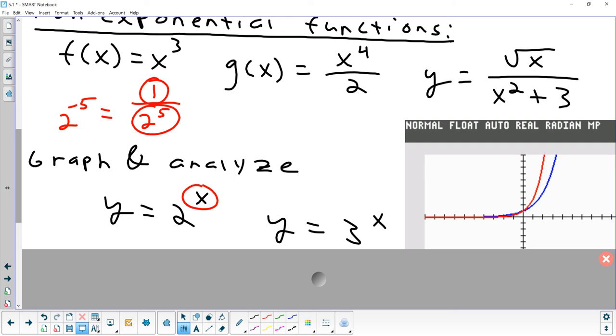If you don't shift them. They will always have a horizontal asymptote. Let's leave it at that. Where the horizontal asymptote is depends on if you shift it up or down. But if you don't shift it, it's at 0.